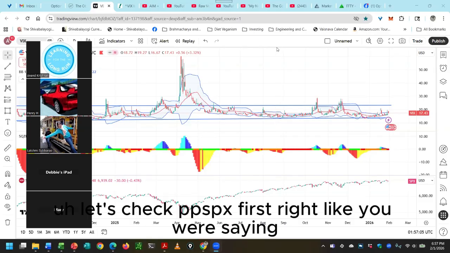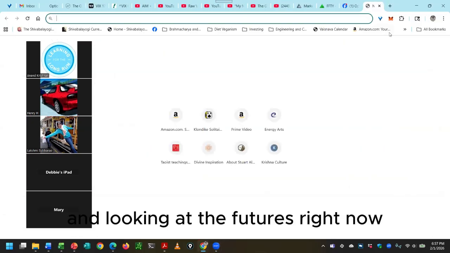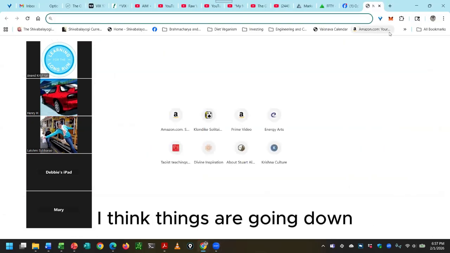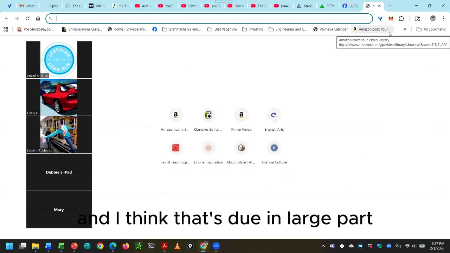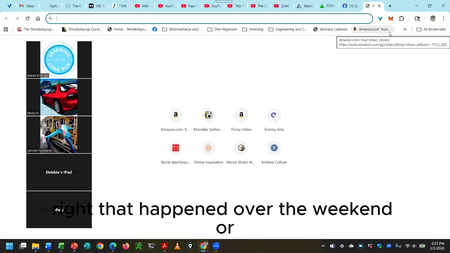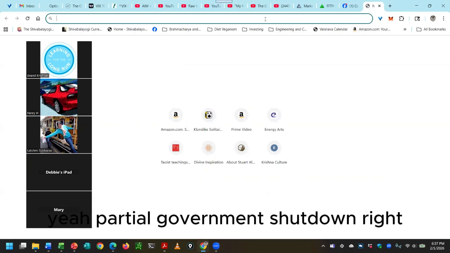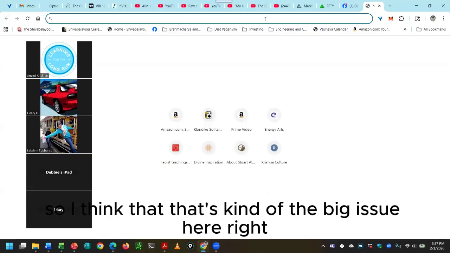Let's check BPSPX first, like you were saying. Looking at the futures right now, I think things are going down, and I think that's due in large part to the Bitcoin sell-off, right? And that happened over the shutdown weekend, or partial government shutdown. Yeah, partial government shutdown. So I think that's kind of the big issue here.